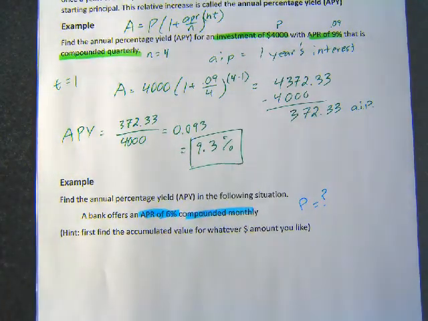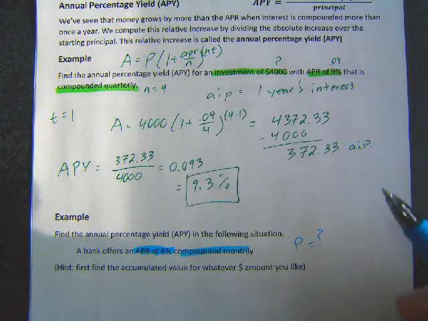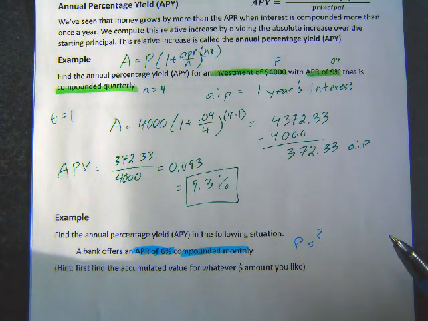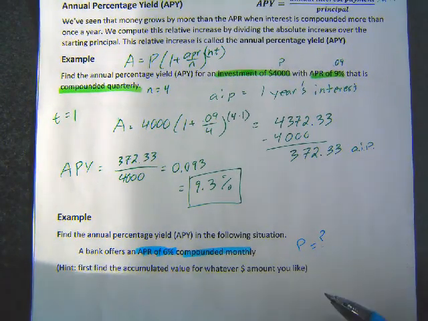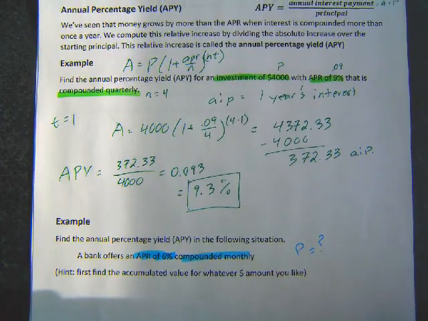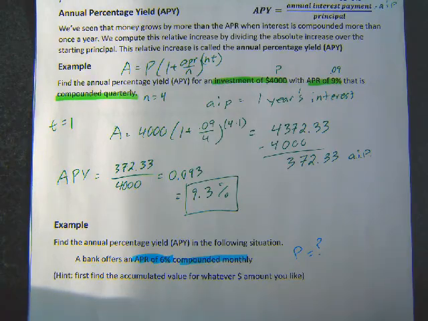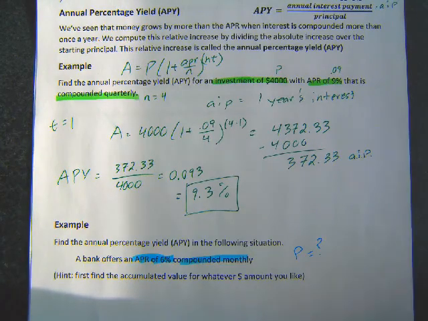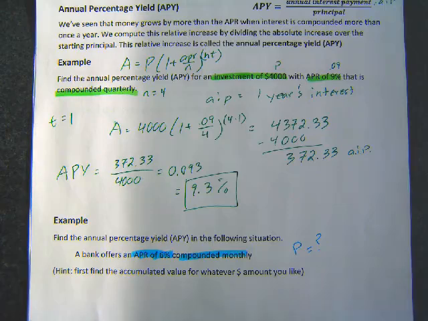Well, how are you supposed to use this APY formula and find the principal if they don't even give it to you? Well, the trick is that it doesn't matter. You can pick any principal you want, and you're still going to get the same APY, no matter what principal you start with. So on a problem like this one, I'll pick a nice, easy number, one number that I can work with.